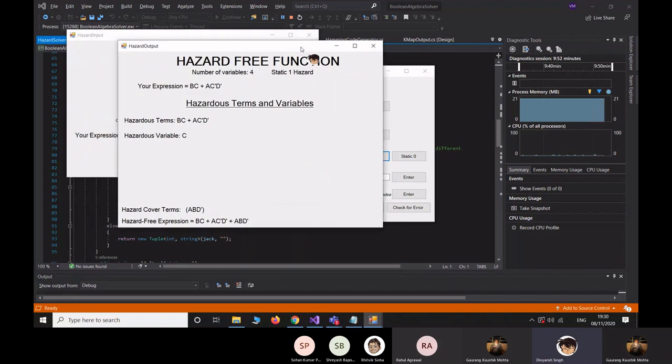We'll hit solve. The hazard will show us the hazardous variable, which was only C in this case. The hazard cover terms generated were A, B, D complement, and the hazard free final expression would be a summation of A, B, D complement to the previous expression.